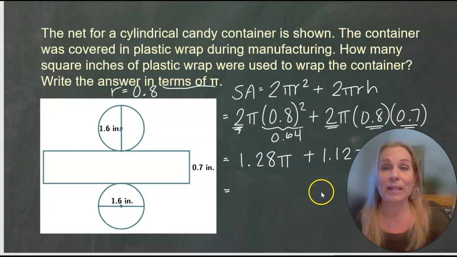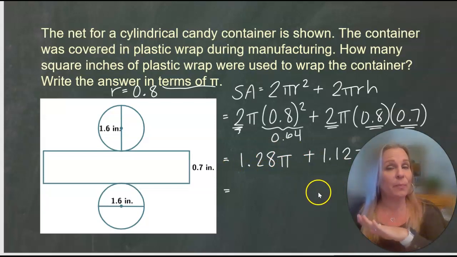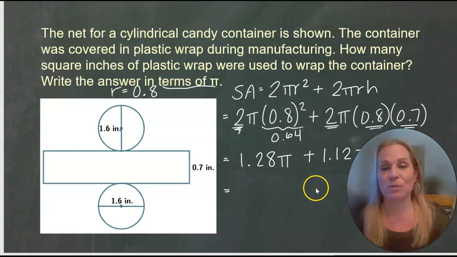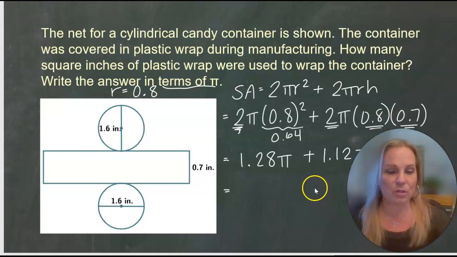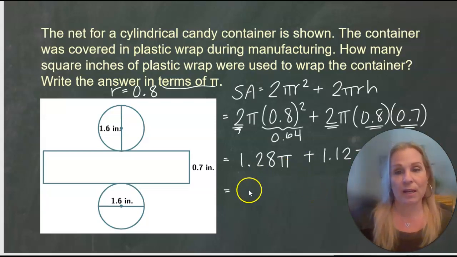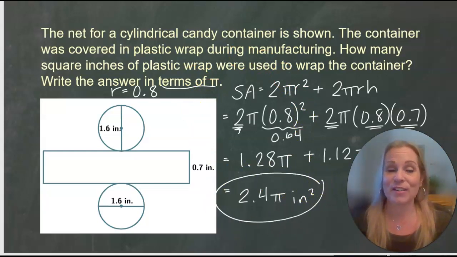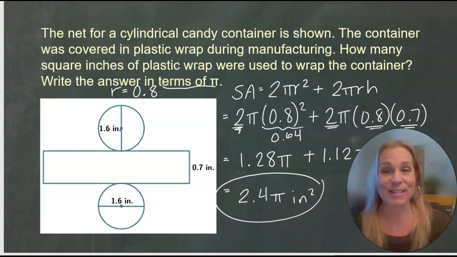so I can add them together. If they didn't both have pi, I would have to leave it separate. It's kind of like terms, right? But since they both have a pi, they're like terms, I can add them. So I'm going to add those two numbers together, 1.12 plus 1.28, and I get 2.4 pi, and that is going to be in square inches. And that's my surface area. All right, let's keep practicing.